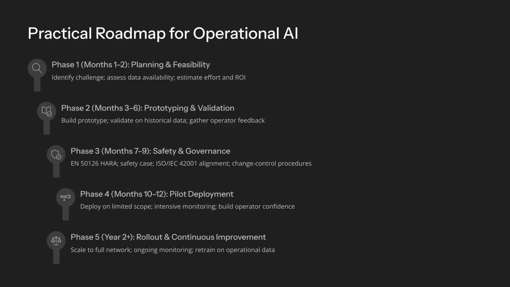Phase 2, prototyping and validation, months 3 through 6. This is where the idea becomes something real. You choose your approach, open source optimization tools, an external vendor, or an in house build. You integrate with your existing data systems, you develop the model or optimizer, and then the most important step in this phase, you validate on historical data. Here's what that looks like in practice.